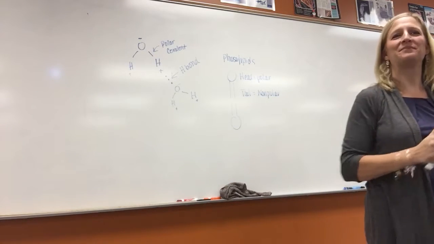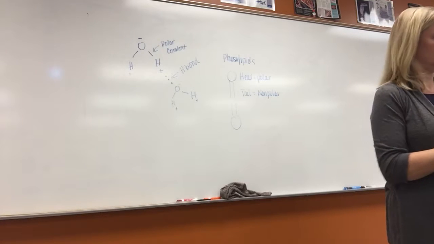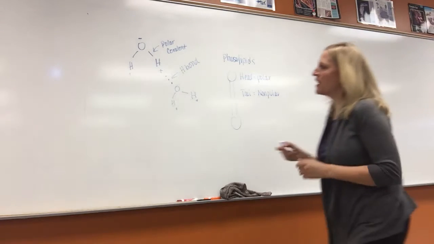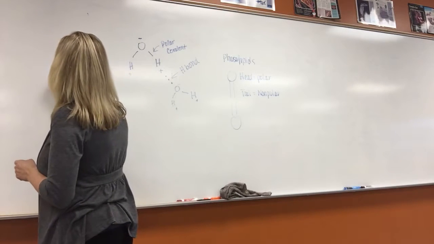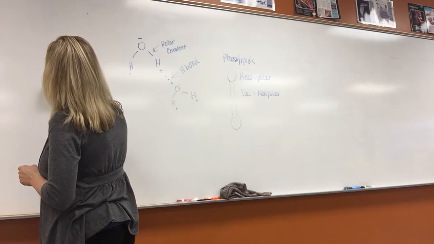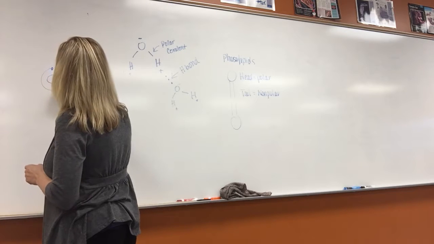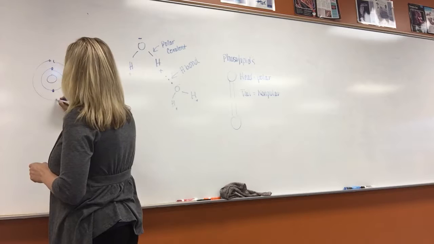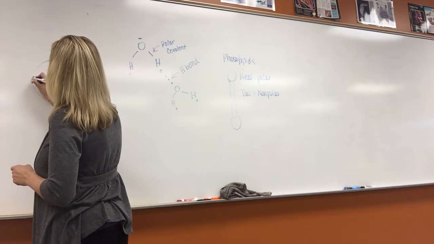Chapter 2. Number 7 is explain the octet rule. Remember that if you have an atom, here's the nucleus, and in the first energy level there are 2 electrons, and then the next one, 8 can fit. So you kind of pair it up. So this would be full.